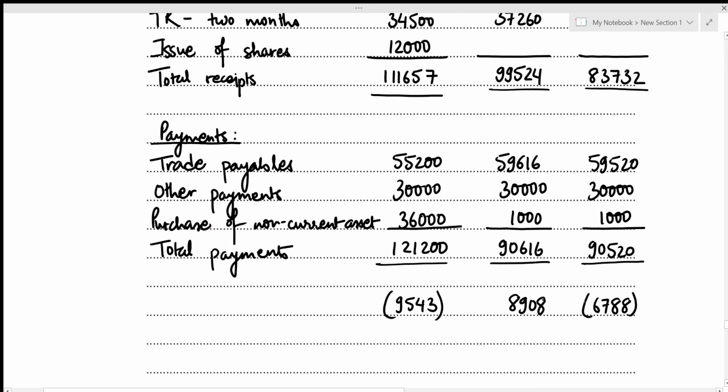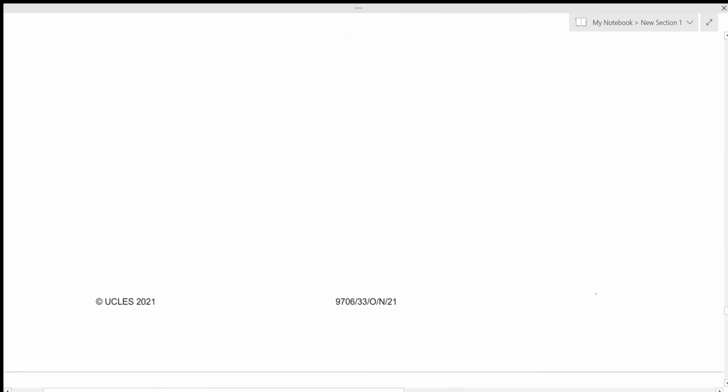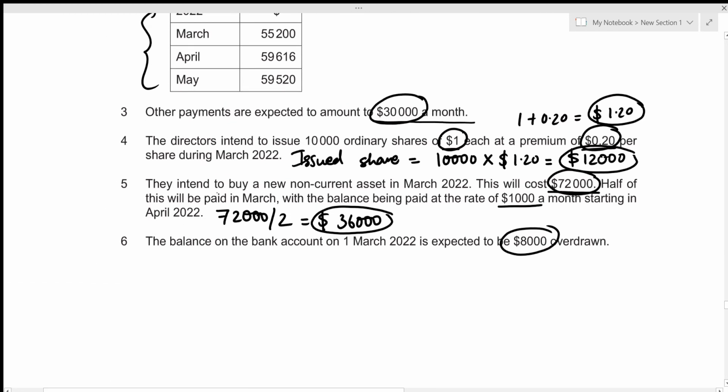All right, now we just need to record our initial opening bank balance for the month of March. I think that we were given the information regarding this. Right here, yes. The balance on the bank account on 1st March 2022 is expected to be 8,000 overdrawn. So this is just going to be the initial balance for the month of March. Using this balance, we will then figure out the closing balance and the initial balance for the month of April and May. Let's write it down.